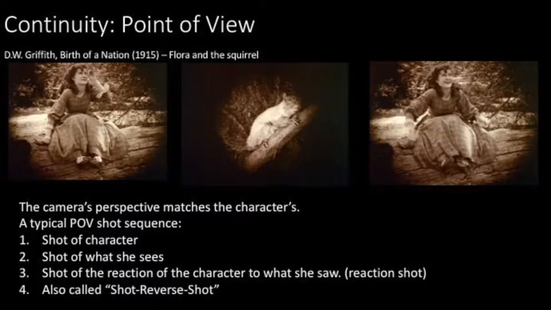One such continuity edit that we're going to be paying a lot of attention to is point of view. So if you'll remember, this is when the camera's perspective matches that of the characters. And often we see the character first and then what the character is looking at. And we get a sense of their relationship to each other, the character and the object looked at, but also we often get that reaction shot. So the response, emotional or otherwise, on the face of the character to what they've seen. And we call this a shot reverse shot as well.